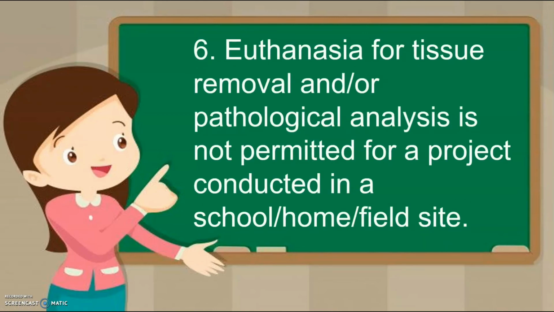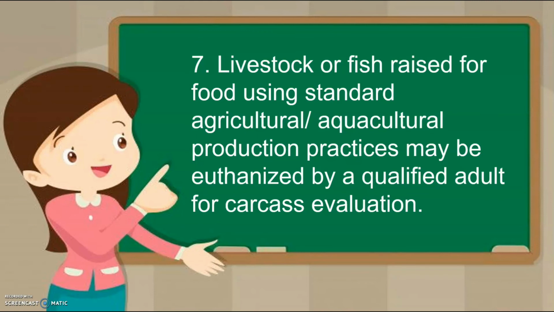Number 6. Euthanasia for tissue removal and or pathological analysis is not permitted for a project conducted in a home, school, or field site. Okay? So, it needs to be under the supervision of the qualified scientist and must be administered only in selected settings. And lastly, livestock or fish raised for food using standard agricultural or aquacultural production practices may be euthanized by a qualified adult for carcass evaluation. Because when you are dealing with euthanized tissue or euthanized animals, it should undergo investigation also.